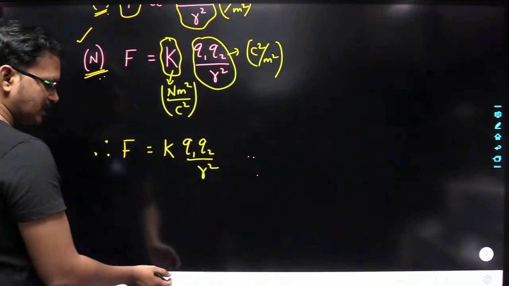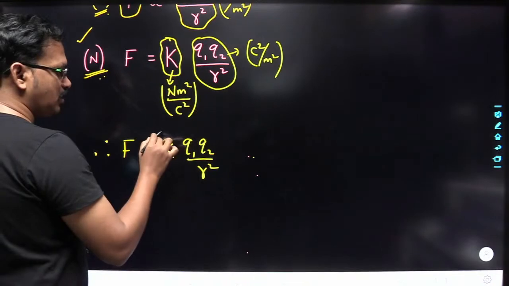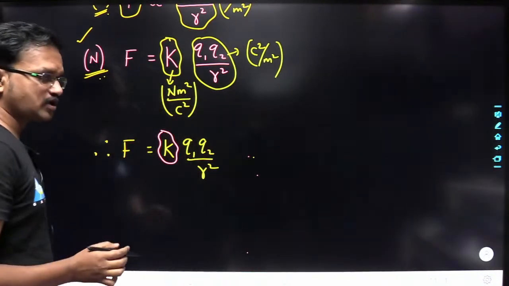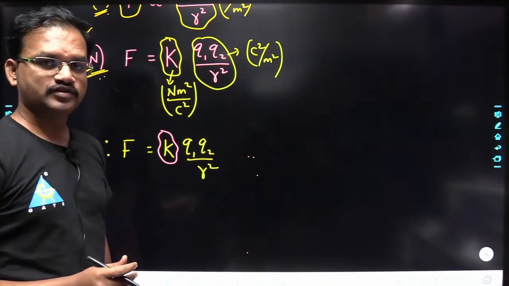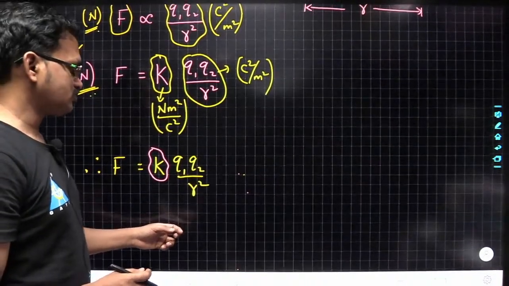So now what is this K? We have seen the units, but what is the value of this proportionality constant? What must be the value of this proportionality constant? Okay, so that's what you have to see now.